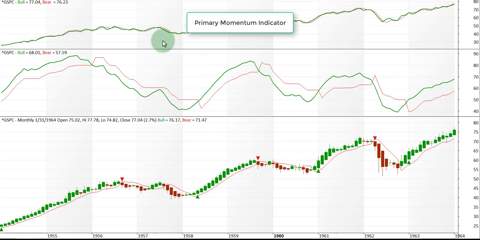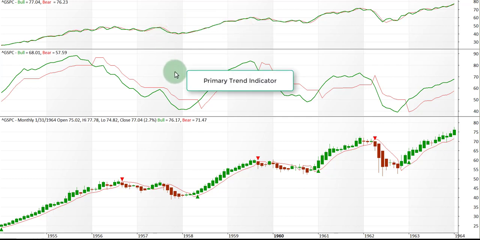The top chart here is the momentum indicator. When the green line is above the red line, it means that the market, or that particular asset, is bullish, and vice versa. If the red is above the green, it means it's bearish on a very short-term basis. The middle chart is a trend indicator, or intermediate-term indicator, and the same is true of the red and green lines. If the green is above the red, it means it's bullish, and vice versa.